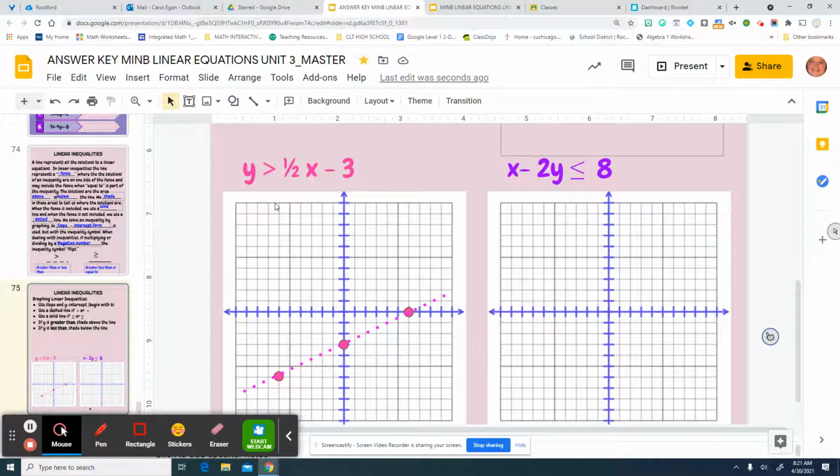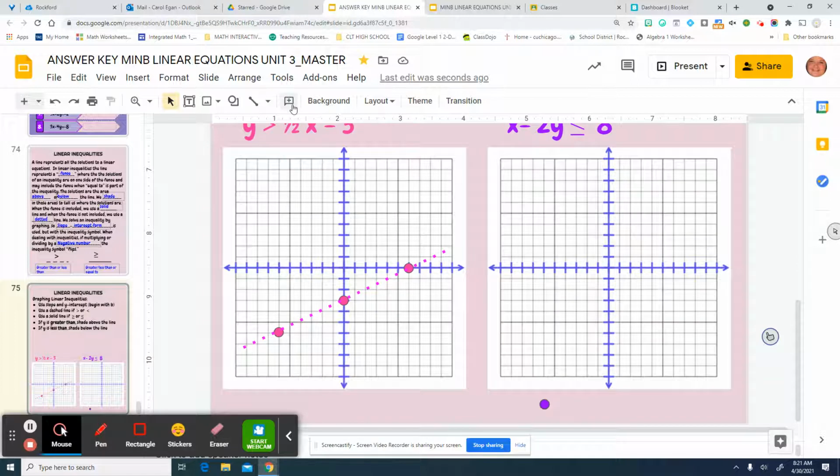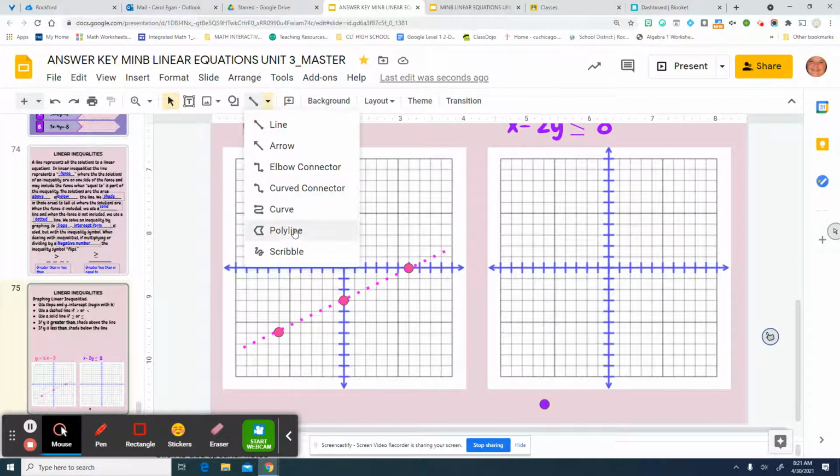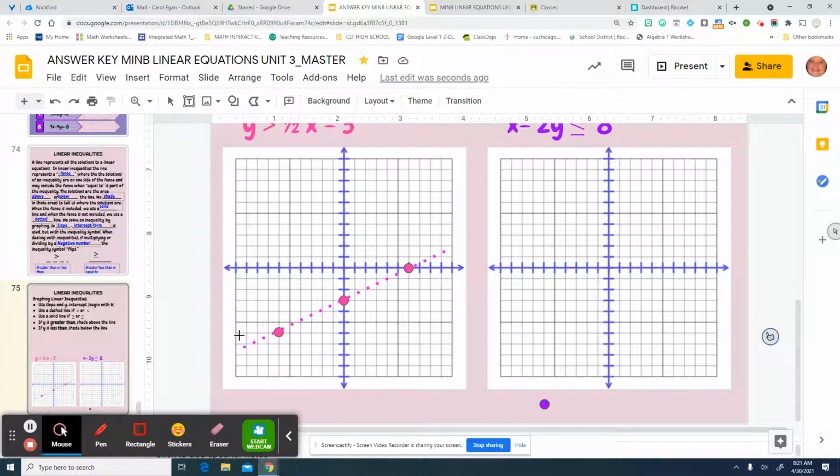Okay? Now, if y is greater than this, these are greater than. These are less than, so I need to shade all of this area. So the way I'm going to do that is I'm going to use my line tool again, but I'm going to go down to a polyline, and it's going to allow me to draw a polygon. So I just hold my thing down and start, and when I release it, it allows me to change directions.